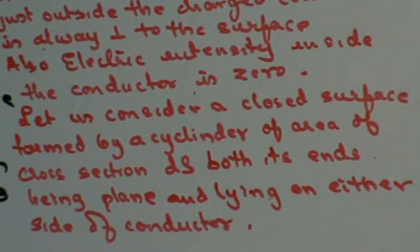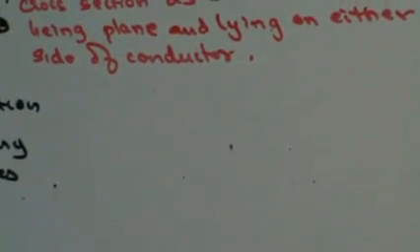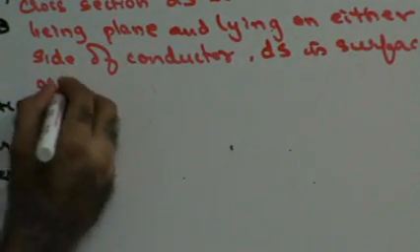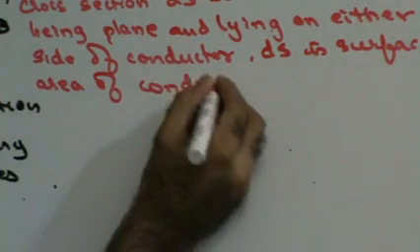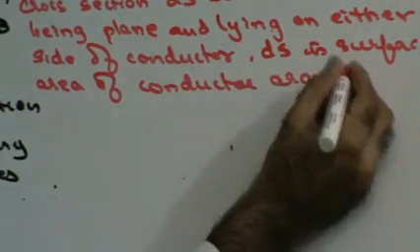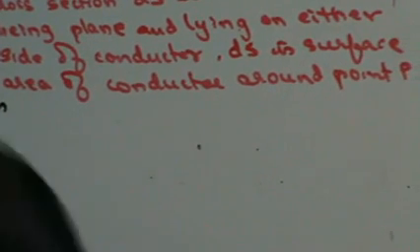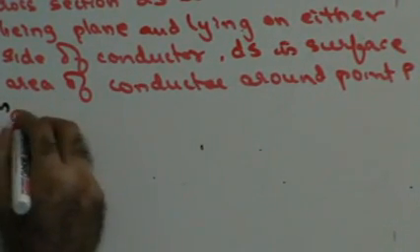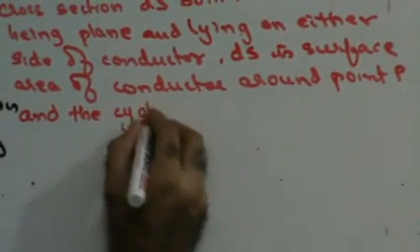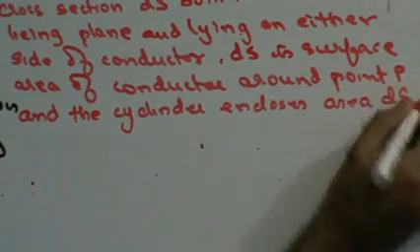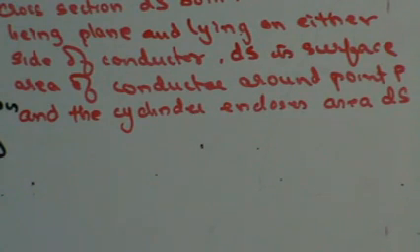Now, lying on either side of the conductor, ds is the surface area of the conductor around point P, right? So around point P, the cylinder encloses the area ds, right?